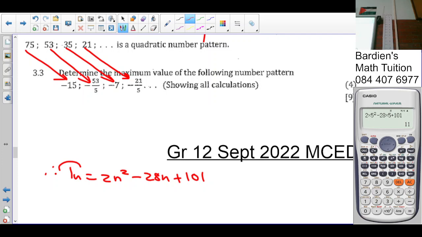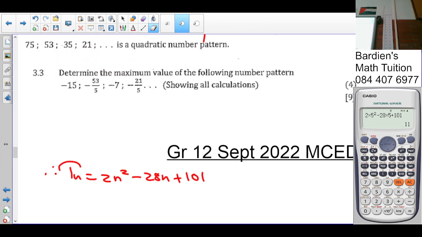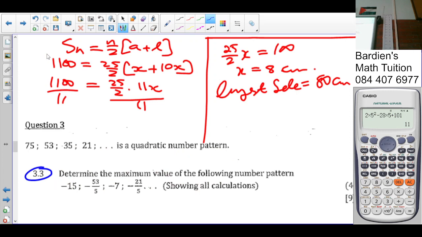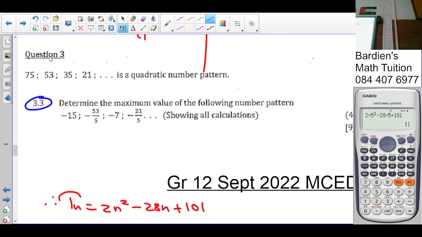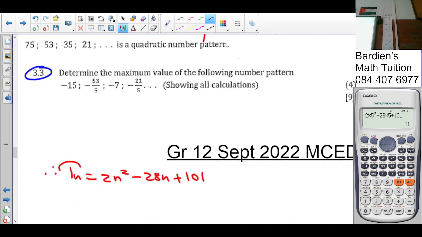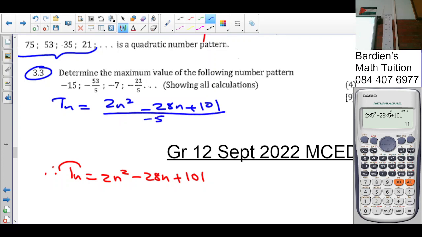Which means to say that the general term of this pattern is going to be the general term of this pattern here divided by negative 5. Can you see that? So the general term here is Tn is equal to 2n squared minus 28n plus 101, divided by negative 5. Okay? But we haven't answered the question.